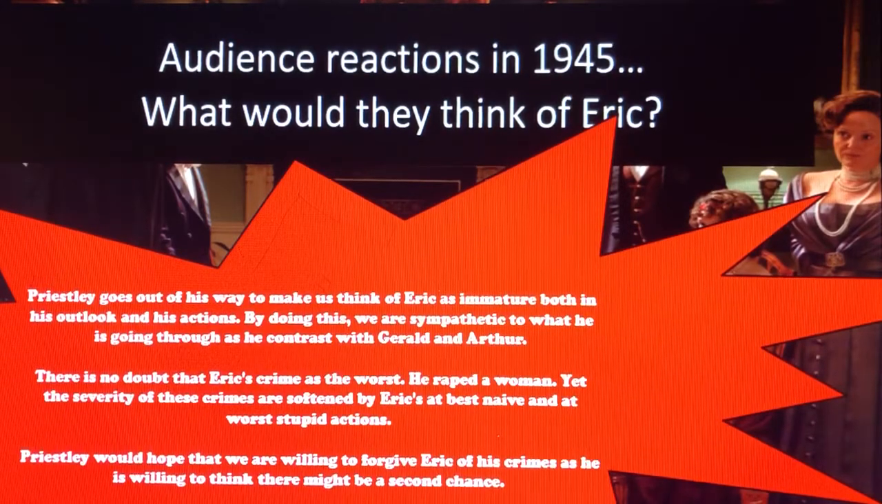There is no doubt that Eric's crime is the worst. He raped a woman. Yet the severity of these crimes is softened by Eric's at best naive and at worst stupid actions. Priestley would hope that we are willing to forgive Eric of his crimes, as he is willing to think that there may be a second chance.